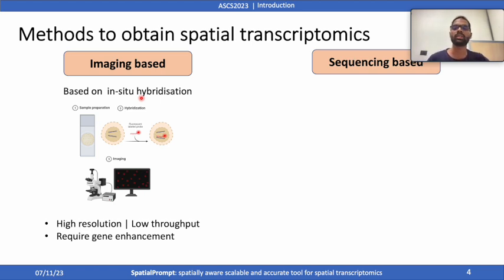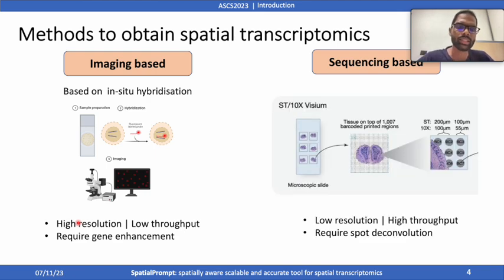We have our sample, then we add fluorescent labeled probes to our sample, then we do the imaging. We have to do this sequentially to get the spatial transcriptome of our data. The advantage of this technique is that it is highly resolved. One can get up to cellular or subcellular level of resolution, but the downside is low throughput. We can get the transcriptome of, let's say, 50 to 500 genes.